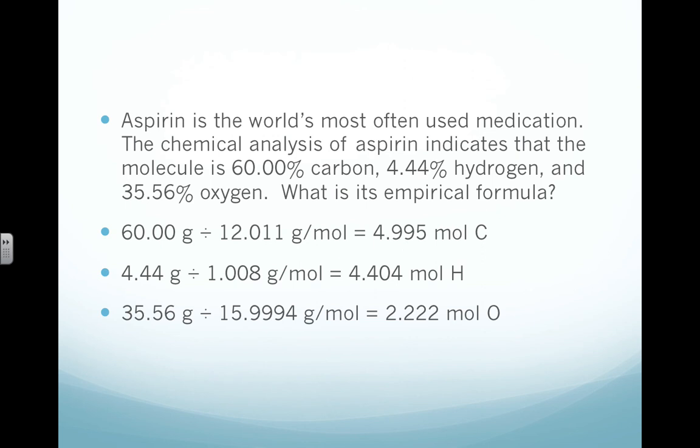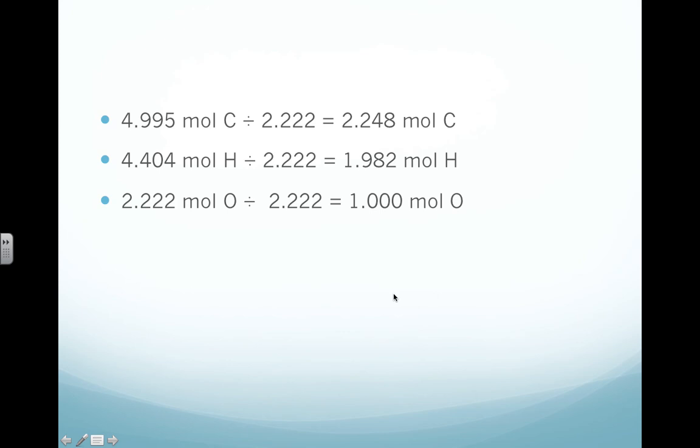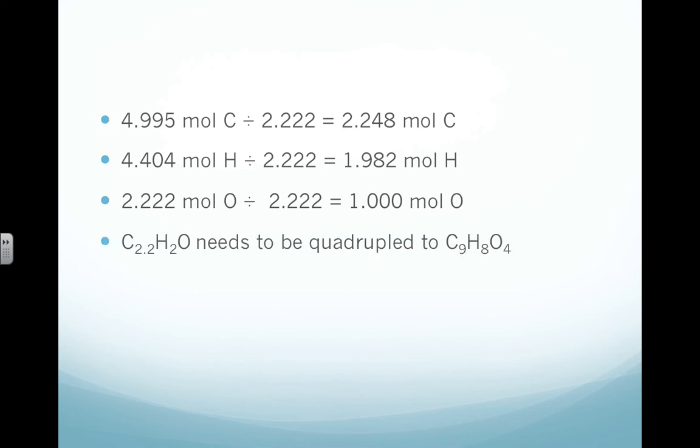Oops, sorry, I went too fast. So once again, this is the lowest amount of moles. So we're going to take each molar amount and divide it by that lowest amount of moles. And when we do that, we get 2.2, 1.9, and 1. And unfortunately, it's not a whole number. So instead of doubling or tripling it, we're quadrupling it. When we do that, we get a whole number ratio of C9H8O4.